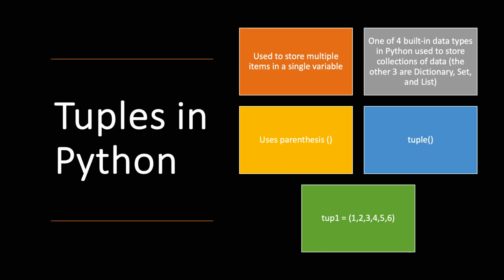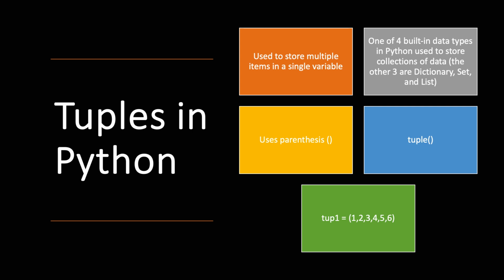Alright, so by now I hope you have understood the concept of a collection, which is to store multiple items in a single variable. We saw this with lists and dictionaries. And now tuples is also one of the built-in data types in Python that is used to store collections of data. And if you remember, lists use square brackets, dictionaries use braces or squiggly brackets, and now tuples use just a good old-fashioned parentheses. And in this example here, I created a tuple which holds integers from 1 to 6, and assigned it a name of top1.